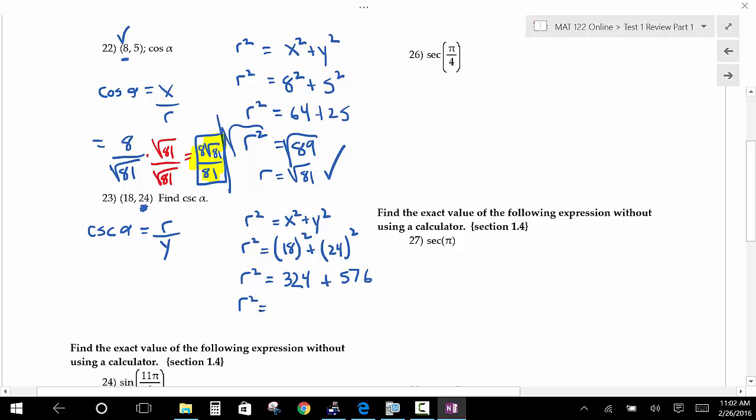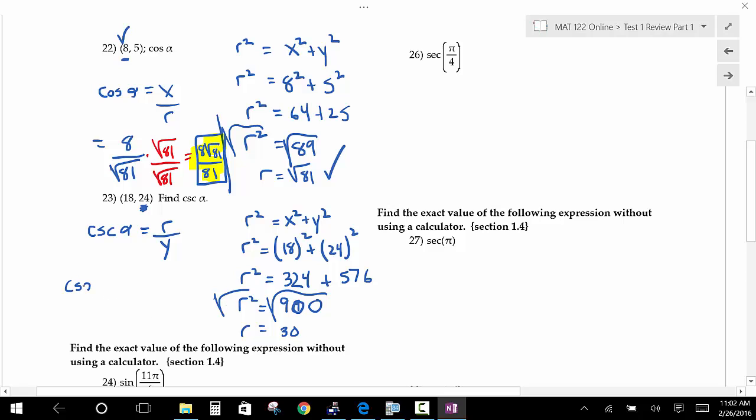So we got 324 plus 576, so that's 900. Yeah, it's just the numbers are too big. So we're going to end up having 900 there, square root both sides. And you don't really need a calculator to do this. It's just the square root of 9 is 3, but it would be 30, because 30 times 30 is 900.